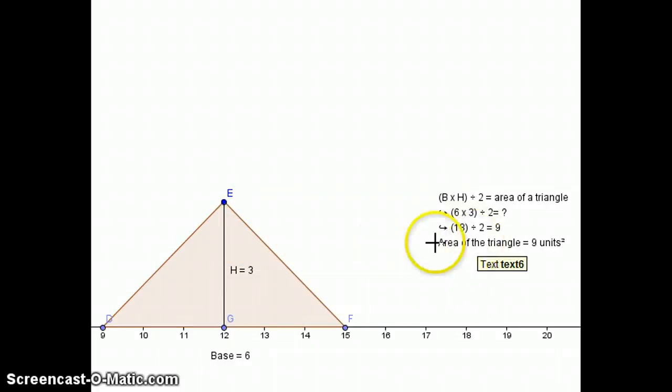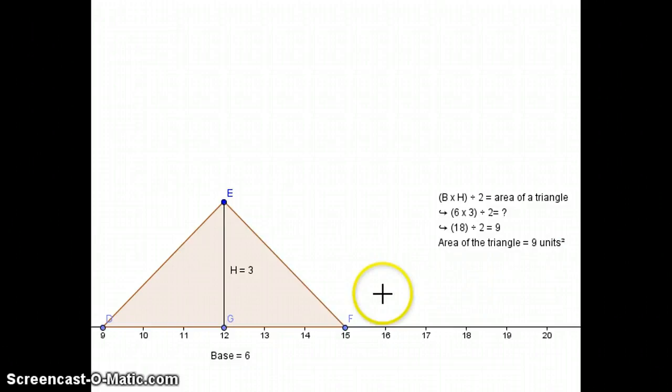So if I substitute those values into our equation over here, I have a base of 6 times a height of 3 divided by 2. So 6 times 3, that's going to give me 18. I take 18 divided by 2, and that's going to give me 9. So we now have an area of 9 units squared.